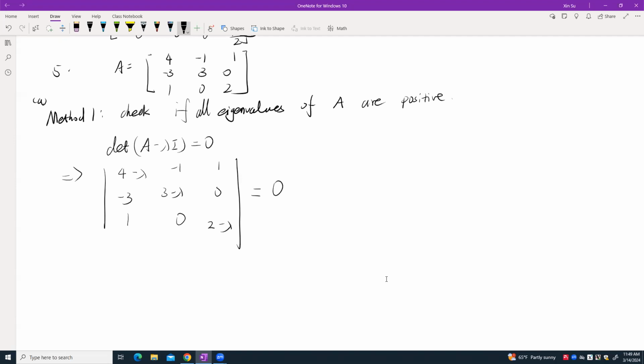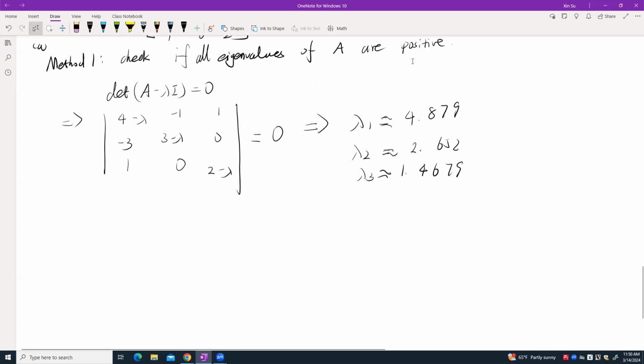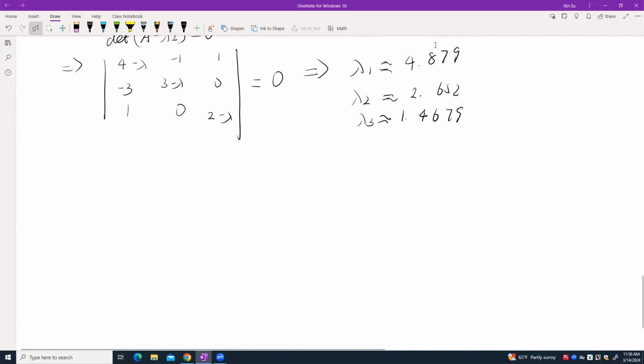You need to do the actual calculation, or you can use your calculator if it has this feature, to calculate the eigenvalues. I'm not sure whether your calculators are able to calculate matrix eigenvalues. If you set the characteristic polynomial equal to 0, we get lambda 1 is 4.879 something, lambda 2 is approximately 2.652, and lambda 3 is 1.4679. So that's why I don't recommend this method if your calculators cannot calculate the eigenvalues.